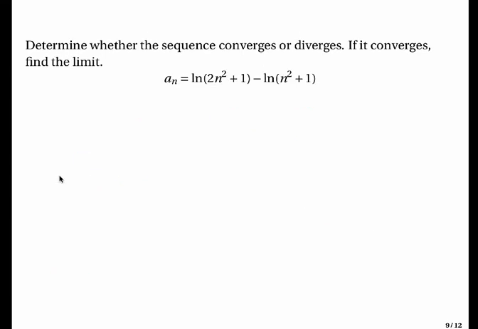Next, we have our a_n equals ln of 2n squared plus 1 minus ln of n squared plus 1. So for this sequence, we use properties of logarithms. We have ln of something minus ln of another thing. You can rewrite this as ln of the ratio (2n squared plus 1) divided by (n squared plus 1).